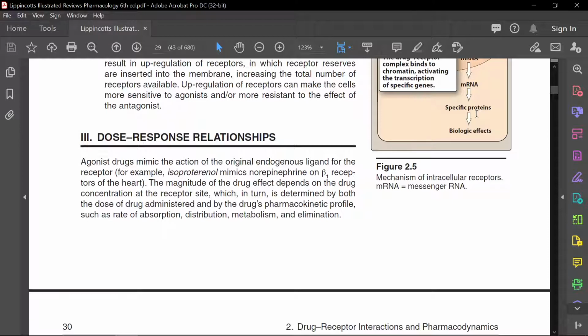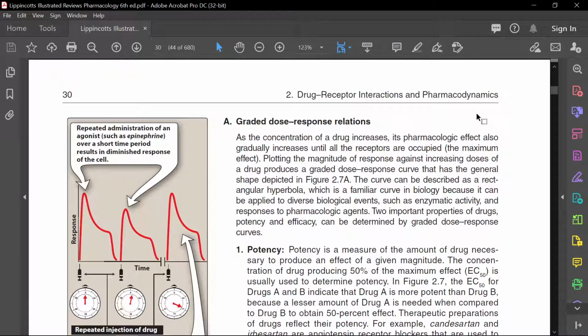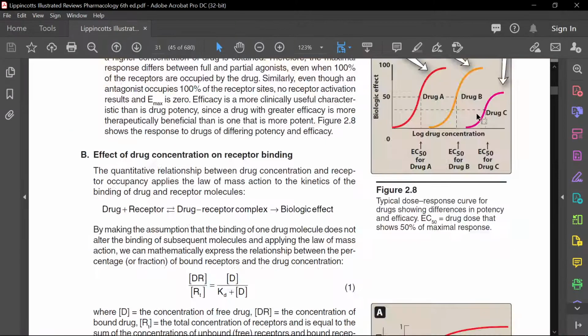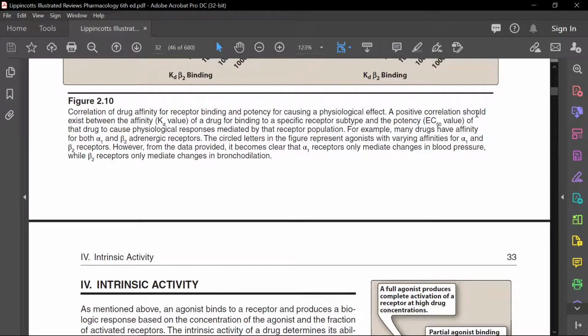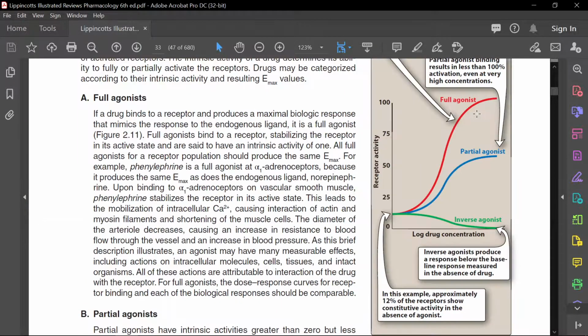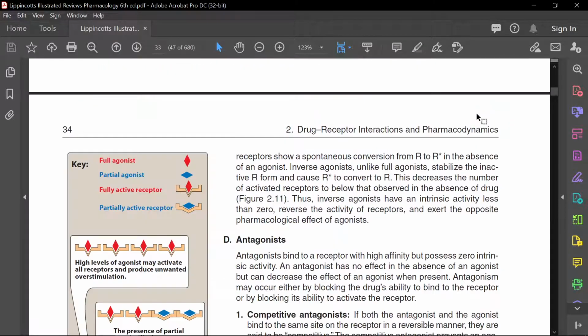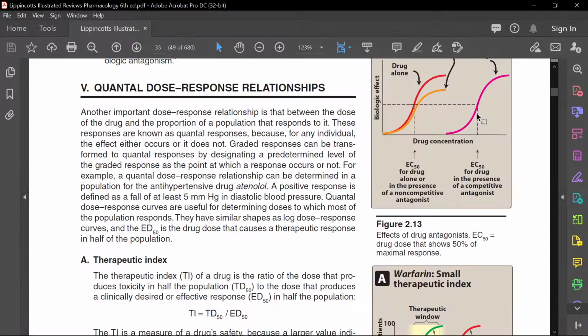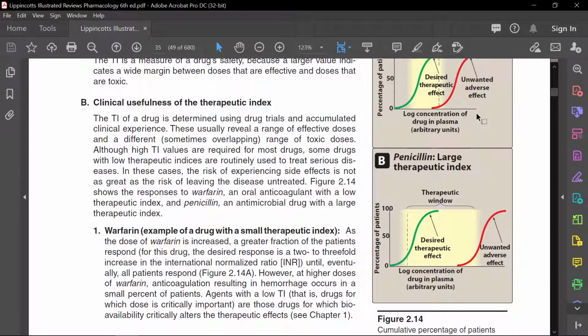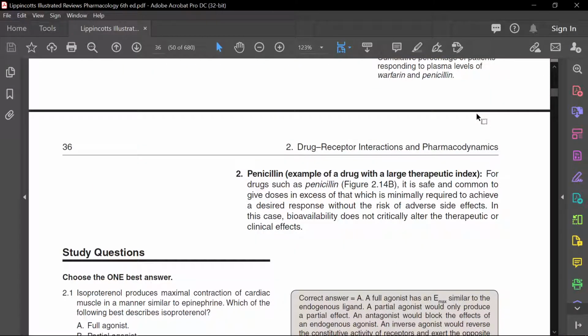Next question, dose-response relationships, graded dose-response relationships, potency and efficacy. Next question, effect of drug concentration on receptor binding and the relationship of drug binding to pharmacologic effect. Next question is intrinsic activity, full and partial agonists and inverse agonists. Our next question is antagonists: competitive, irreversible, allosteric, and functional antagonists. Next question, and the final I think, is therapeutic index and clinical usefulness of that index.